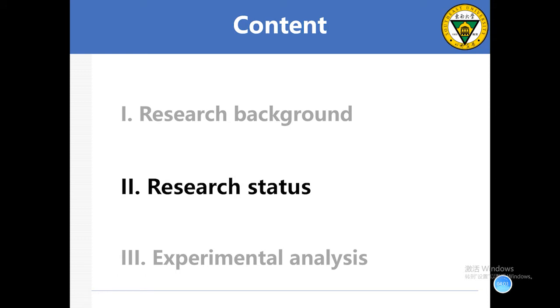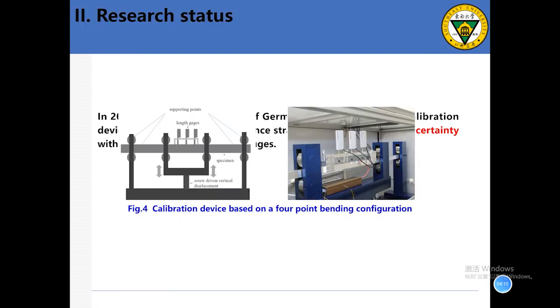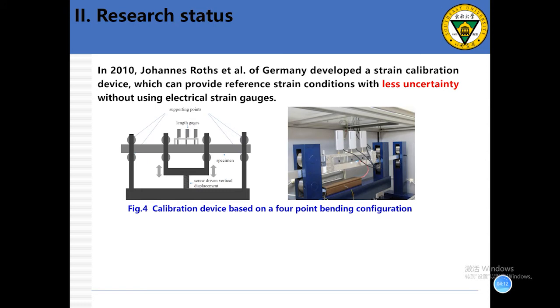Now, let me introduce the second part, research status. In 2010, the researchers of Germany developed a strain calibration device which can provide reference strain conditions with less uncertainty without using electric strain gauges.